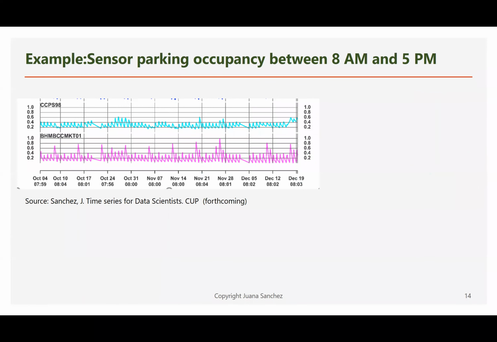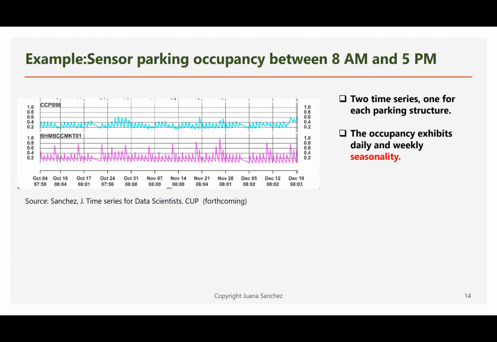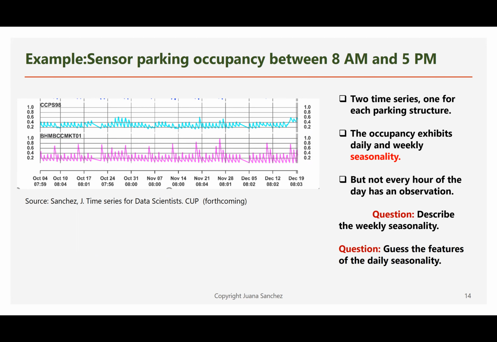One more example. This is sensor parking occupancy in percentage between 8 a.m. and 5 p.m. at 2 different parking structures. These are 2 time series, 1 for each parking structure. The occupancy exhibits daily and weekly seasonality. Can you see it? But not every hour of the day has an observation. So this is a data set that could pose some problems later on. Question for you, describe the weekly seasonality. Guess the features of the daily seasonality.